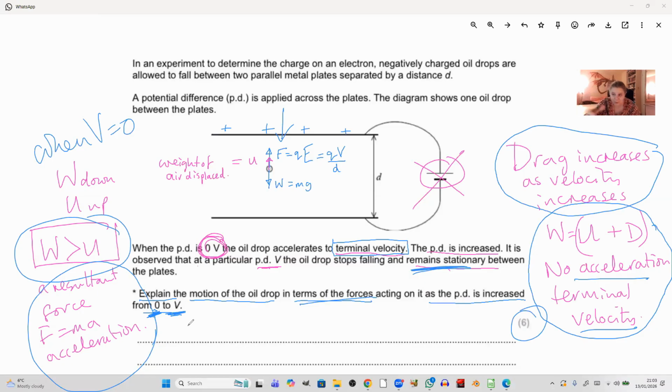And you've got to talk about all these forces. You must mention the electric force. You must mention upthrust. You must mention the weight. You must mention drag, and the fact that drag increases as the velocity increases. You must explain terminal velocity is when your forces are in equilibrium. You must explain that in order for it to remain stationary, your forces must be in equilibrium again. But can you see the difference between the two situations? You've got to explain the whole lot, all of it.